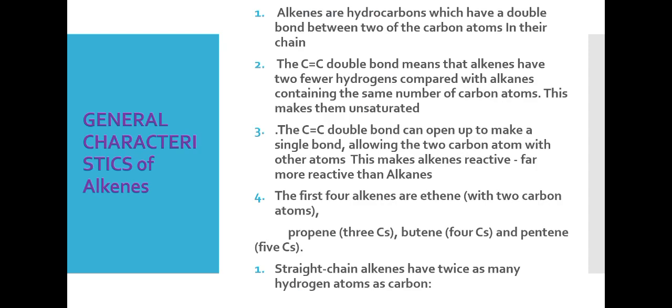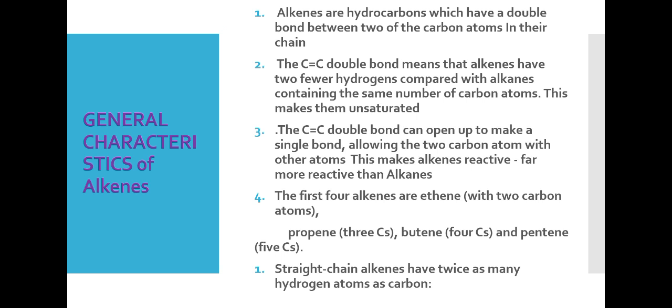See the general characteristics. As we know, alkenes are hydrocarbons which have a double bond between two of the carbon atoms in their chain, and this double bond means that alkenes have two fewer hydrogen atoms as compared to the alkane containing the same number of carbon atoms. This makes them unsaturated.